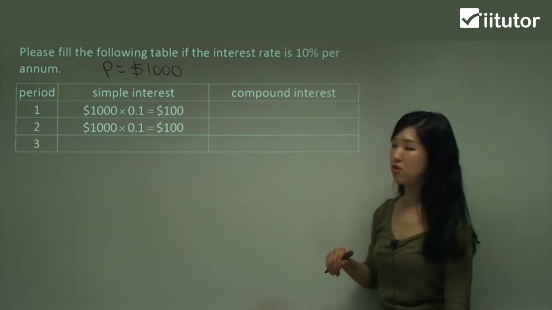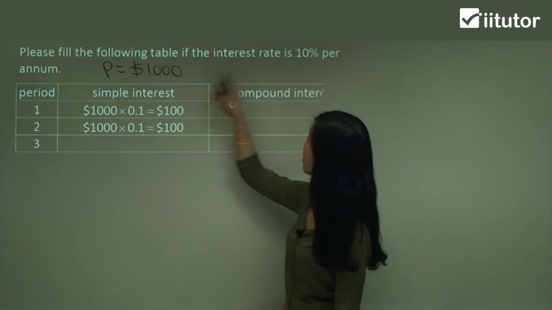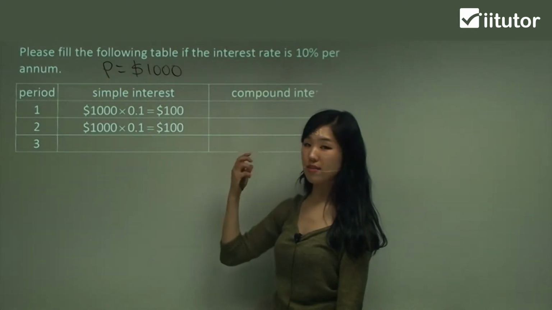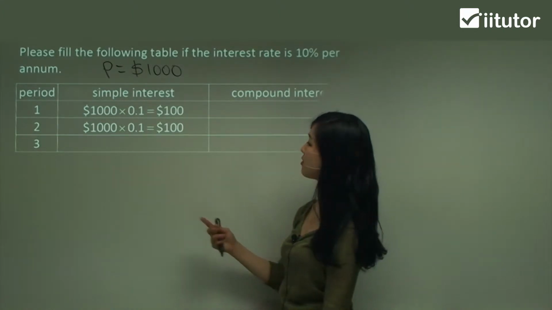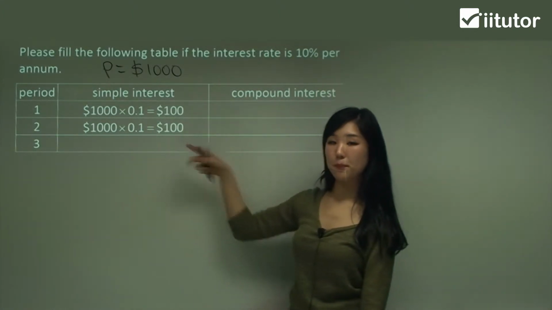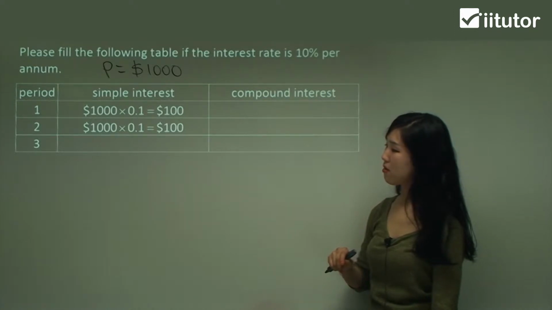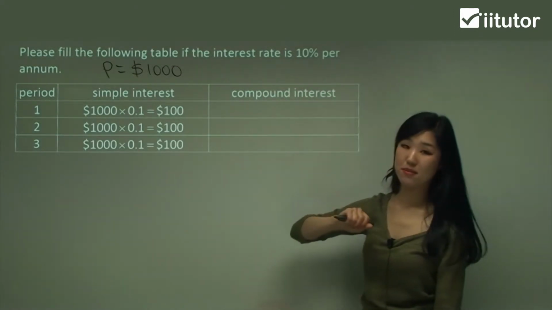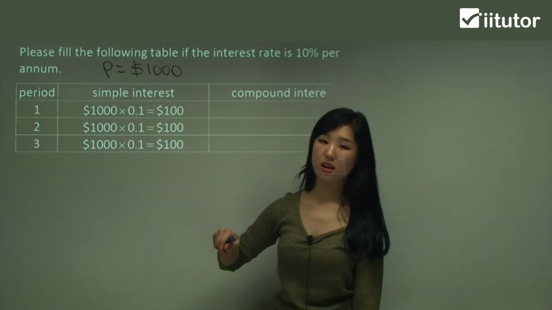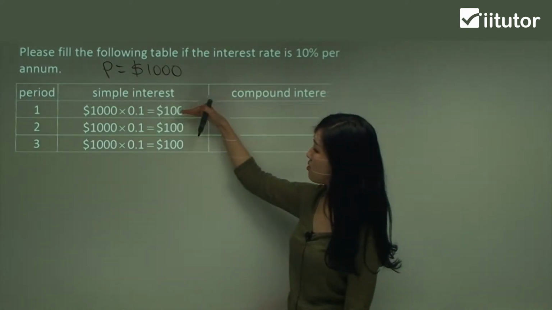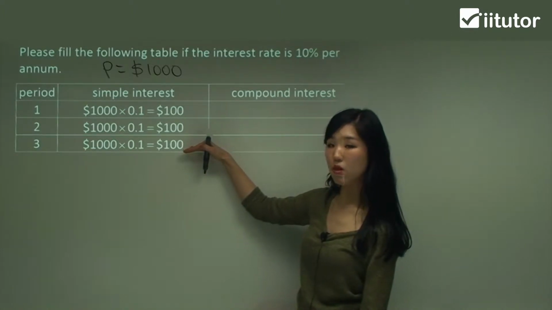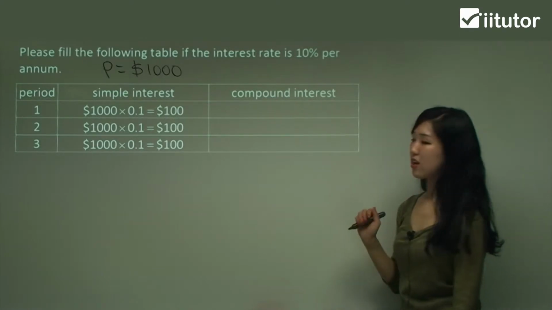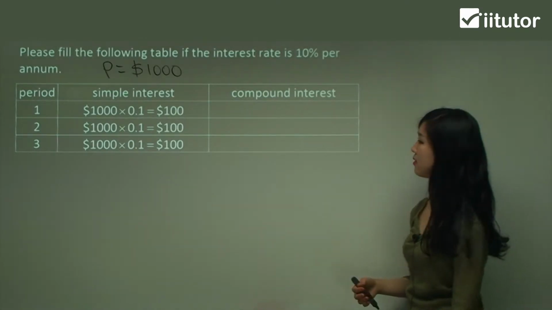In the next period, we're going to do the same thing. We charge 0.1 or 10% of our principal value. Remember, we always look at the principal value for simple interest. So it's basically the same. And for the final period, period 3, we do the same thing, $1,000 times the 10%, and we get $100 again. So as you can see, for simple interest, every period or every term, we have fixed interest being charged. Now let's have a look at compound interest and see how it differs.